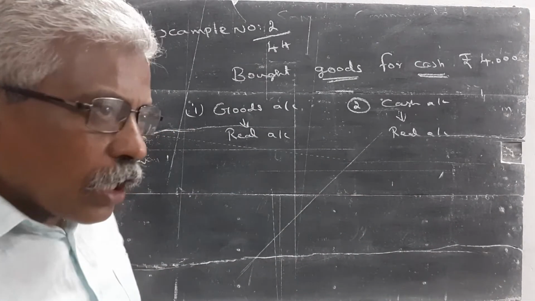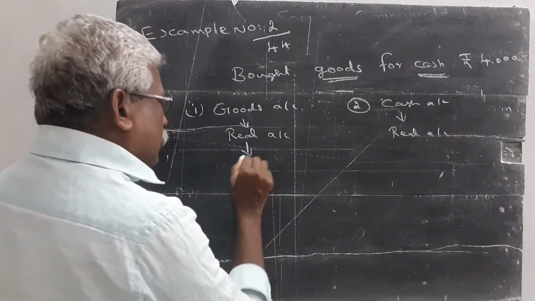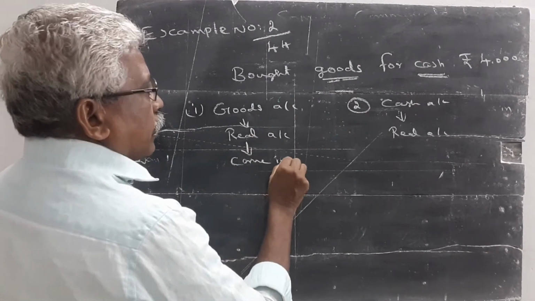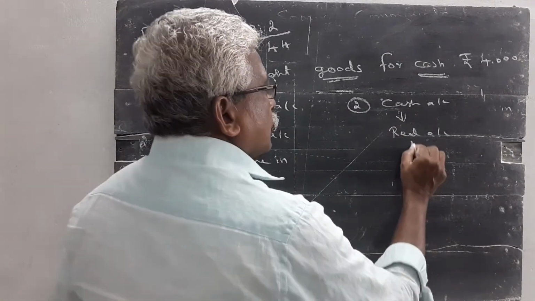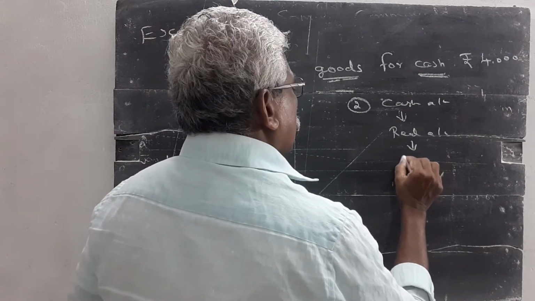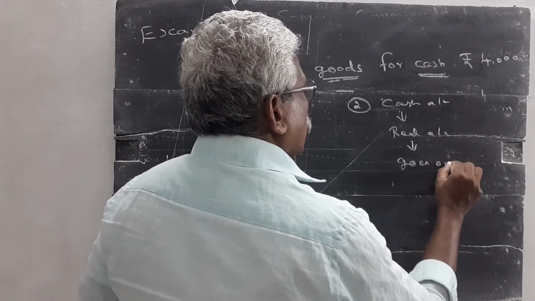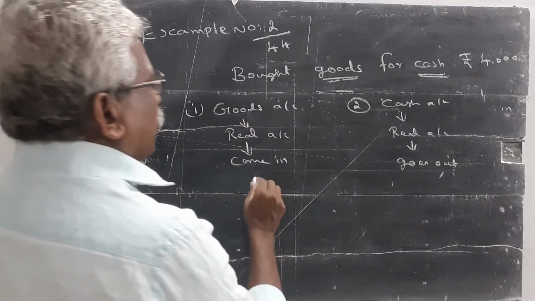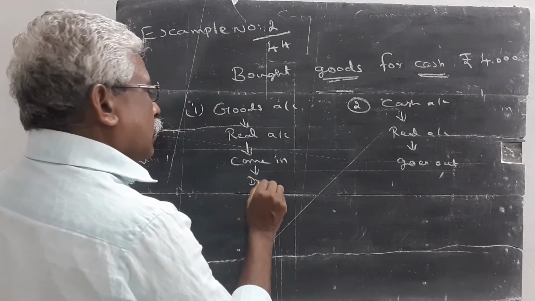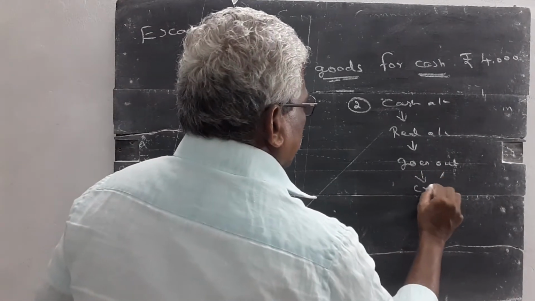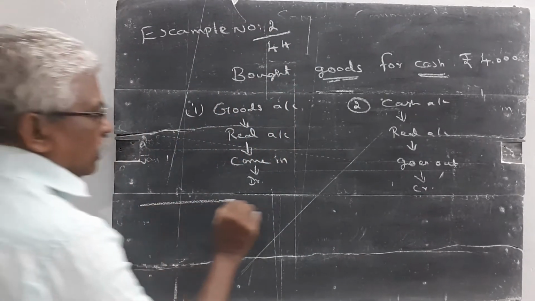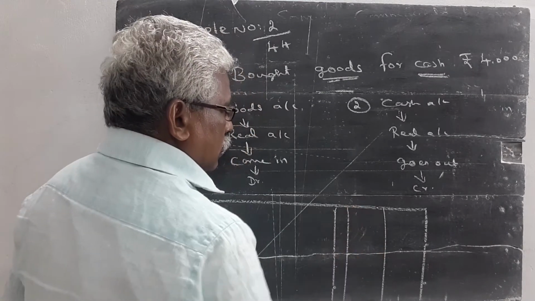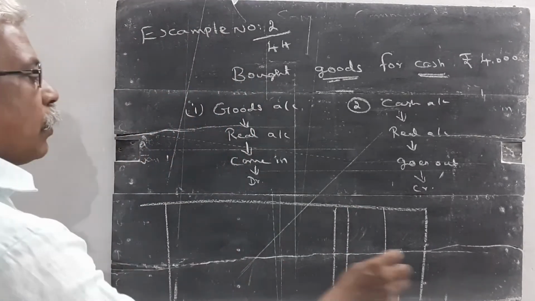What is the rule of a real account? Debit what comes in. When we bought the goods, goods come in. Cash goes out. So for the journal entry, first we write the debit aspect, then we write the credit aspect. The journal entry consists of 5 columns, as we already studied.